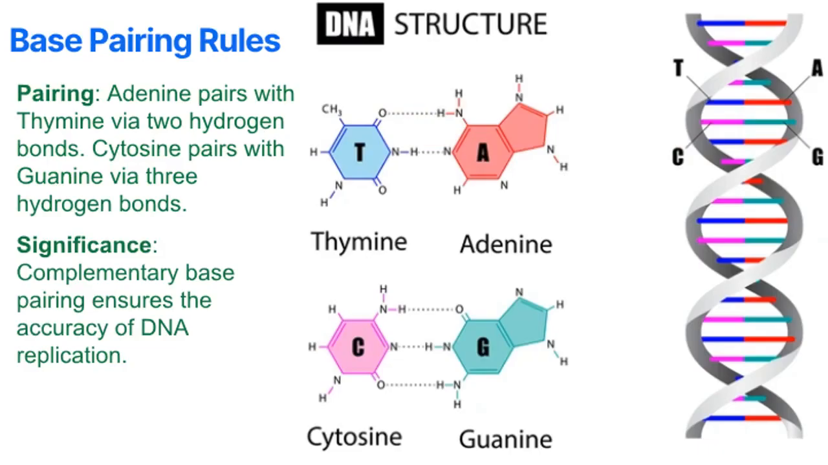In the DNA double helix, adenine pairs with thymine through 2 hydrogen bonds, and cytosine pairs with guanine through 3 hydrogen bonds. This complementary base pairing ensures the accuracy of DNA replication.